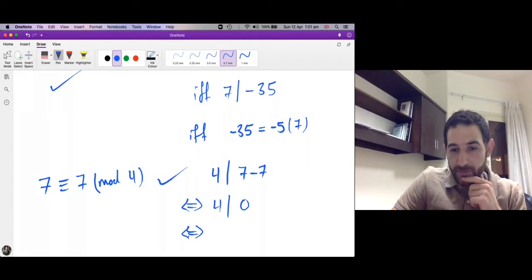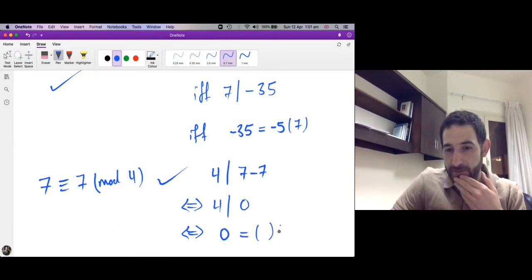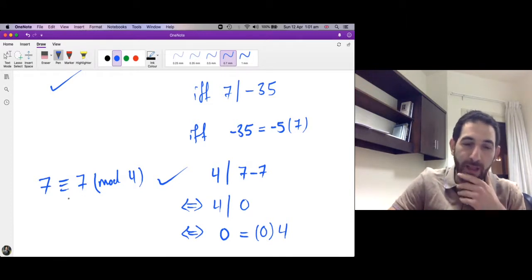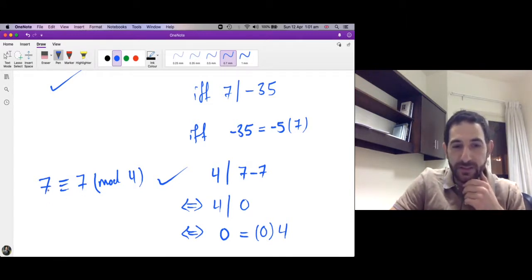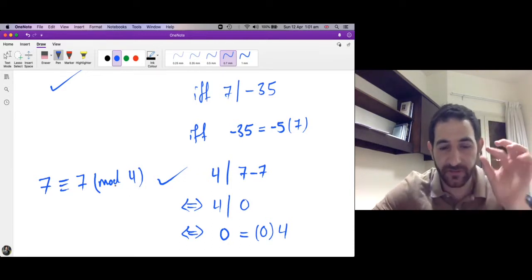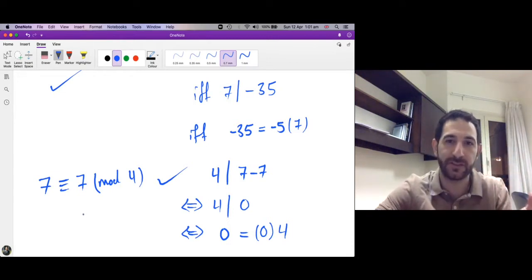Okay, and 4, so this is if and only if 4 divides 0. Why? Because 0 is equal to some integer k times 4, and this integer is 0. So any integer is congruent to itself modulo any positive integer. For this reason, because the difference of any number with itself is 0, and any positive integer divides 0.